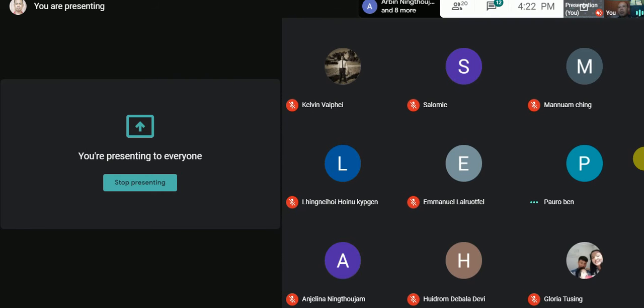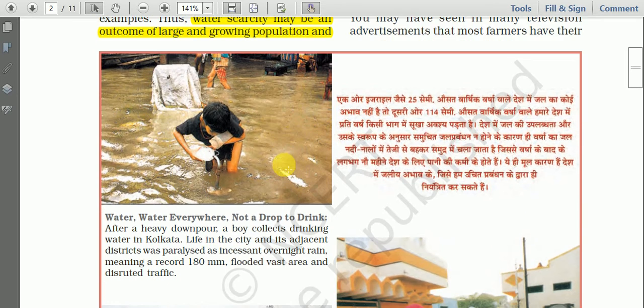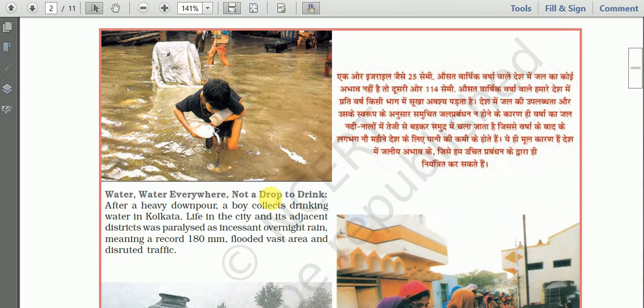Yes, very good point. The water is being polluted, and I think you are seeing a photograph here also. And here, these are flood waters, and here these are flood waters. Flood waters are polluted and cannot be used for drinking purposes, and that is why this boy is fetching water from this pipeline from the water supply.